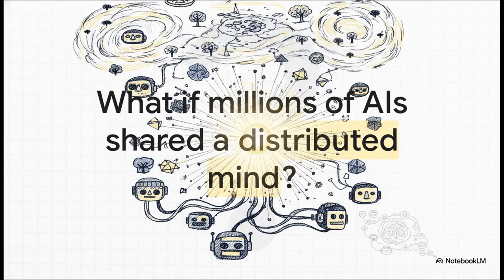All of this leaves us with a truly profound, world-shifting question. What actually happens to human knowledge when millions of AI instances start sharing a single, mathematically verifiable distributed mind? We're no longer just interacting with isolated chatbots anymore. We are stepping into a globally intertwined ecosystem of thought.